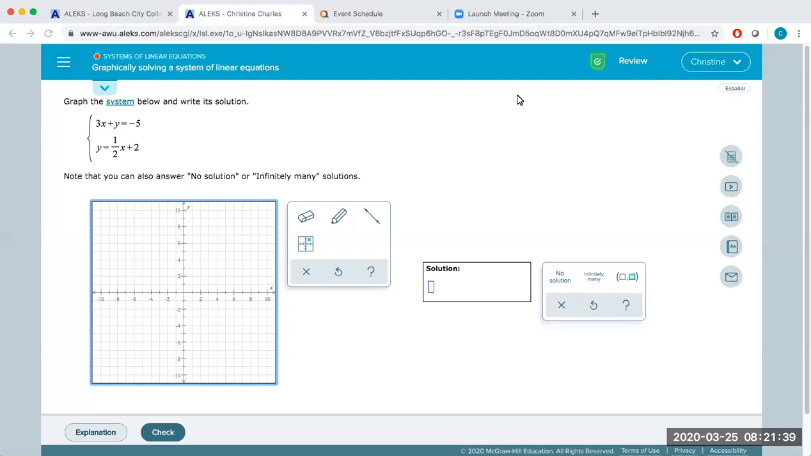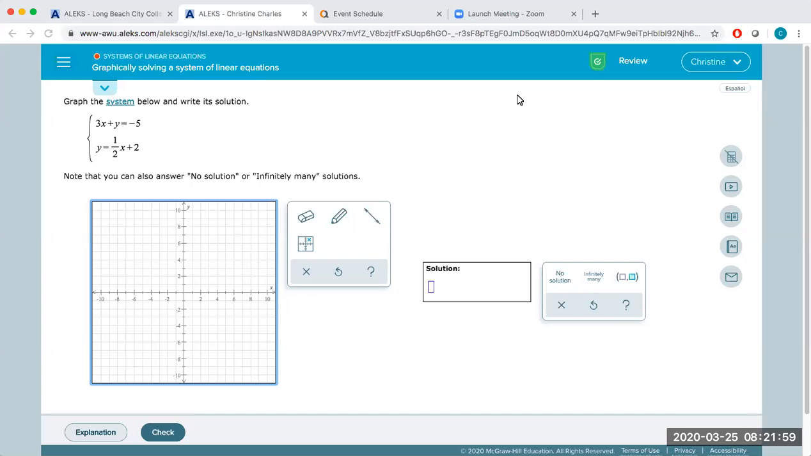All right, guys, so we're starting back up again. We're going to start with graphically solving a system of linear equations. So remember, there are a ton of ways we can graph lines. We learned some methods in chapter 2, so go back and review that if you're not sure.